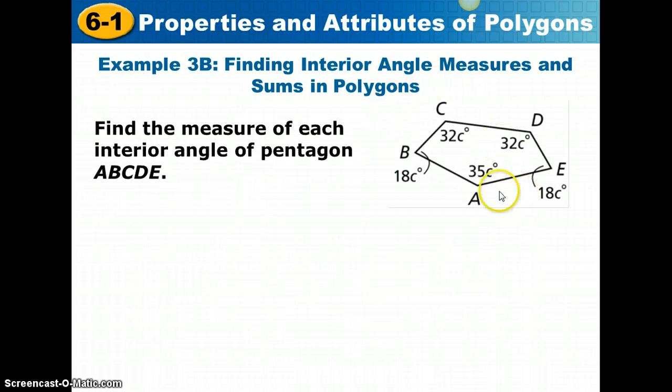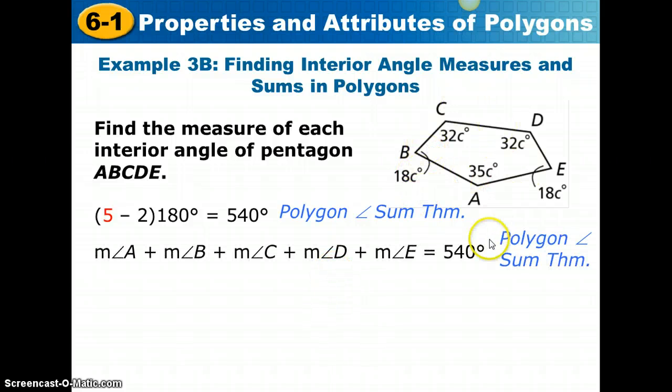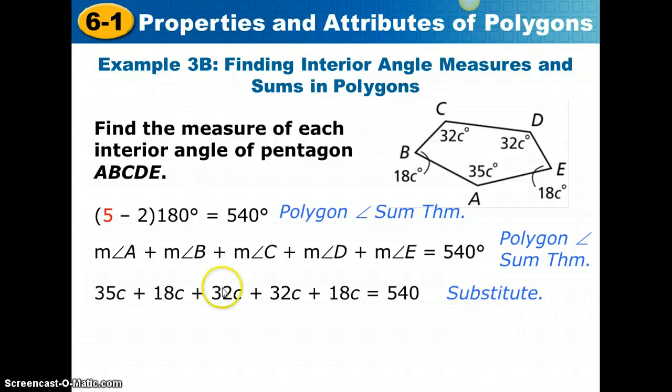Part B, same kind of problem, only they've given you different algebraic expressions for the measurements. Well, look at how many sides there are. This is a pentagon. If we use that same formula, we're going to plug in 5 for the number of sides. And when we simplify, the total should be 540 degrees. So all 5 of these angles should add up to 540 degrees. Well, that allows us to write an equation like this.